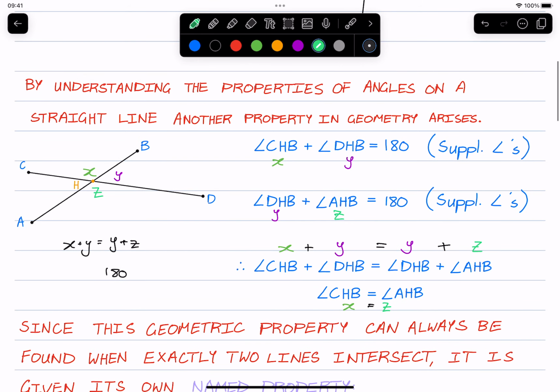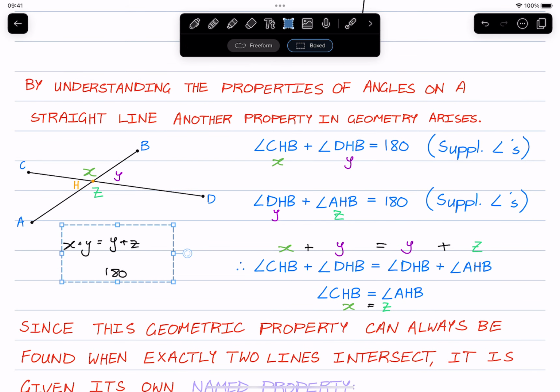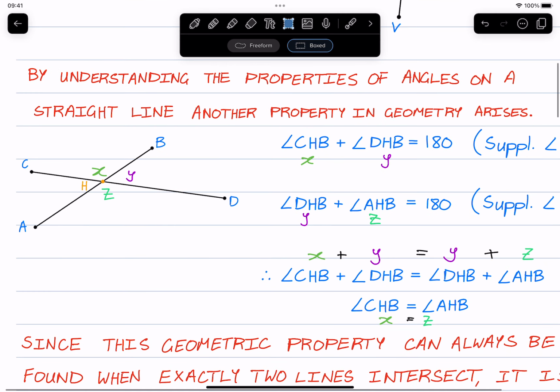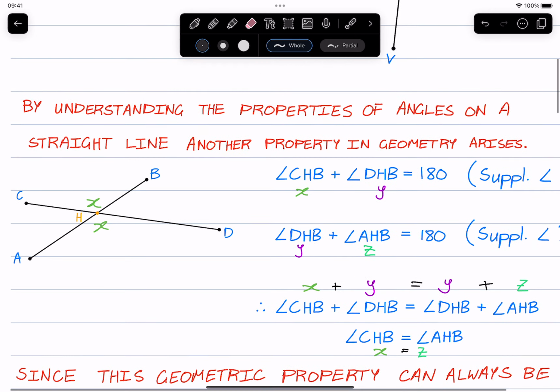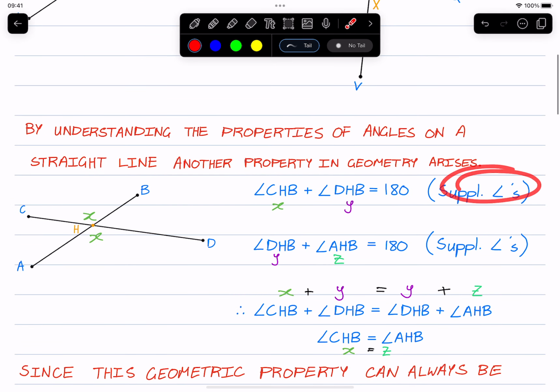So in actual fact, even though I've used two different letters, we actually don't need to. Z is equal to X, or X is equal to Z, in which case I'm going to let that equal Z. So just using the supplementary angle proof, we can see that these two angles are actually equal to one another.